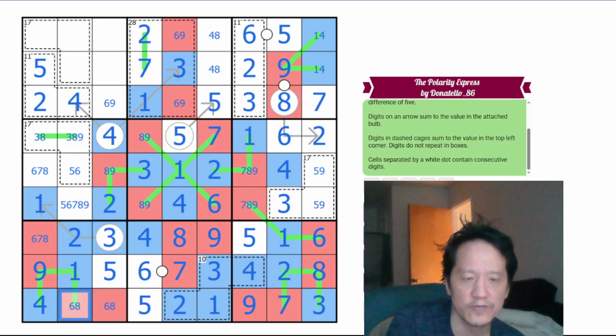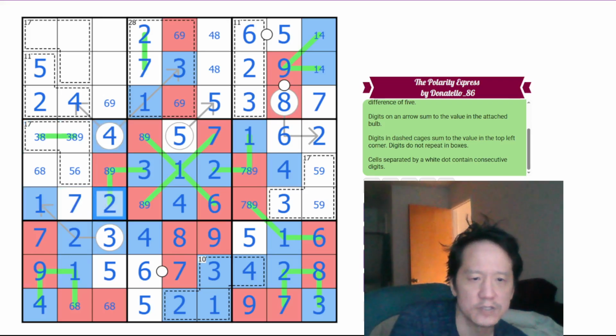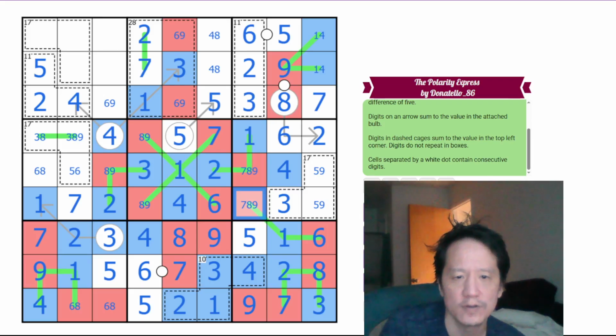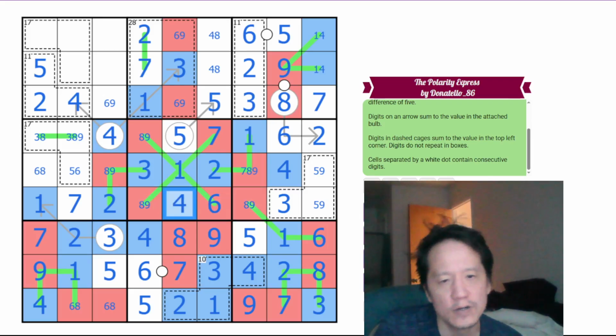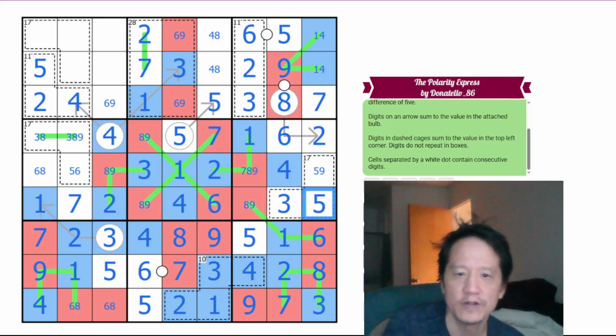This can't be 7. It's a 6, 8 pair, which eliminates 6 and 8 from the rest of the box. Therefore, this is 7. This cannot be 7 here. Where is the 7 in box 4? It can only be here. So this is 7, which means this cannot be 7. We have a 5, 8, 9 pair in row 6, which eliminates 8 and 9 in the rest of the row. Therefore, this is 5.